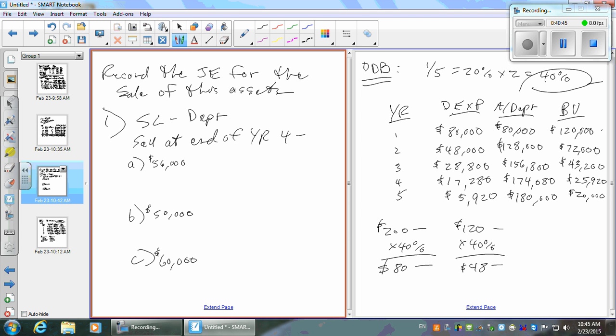I'm assuming I use straight line. Not those, that's double declining balance. Straight line. What was straight line? So I said straight line, right? Don't use that, that's double declining balance. Good point. So use straight line. Where were we at the end of 4 years? How much accumulated depreciation do you have at the end of 4 years? Get rid of it. I'm getting rid of this thing. I'm not going to depreciate it 5 years because I sold it at the end of 4.